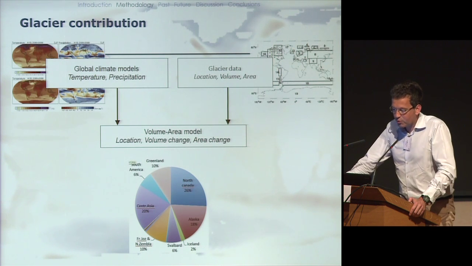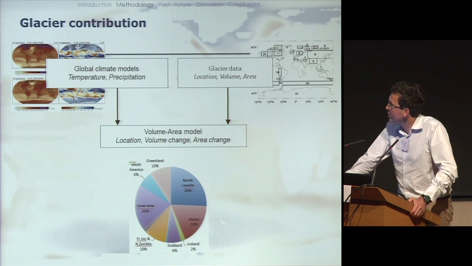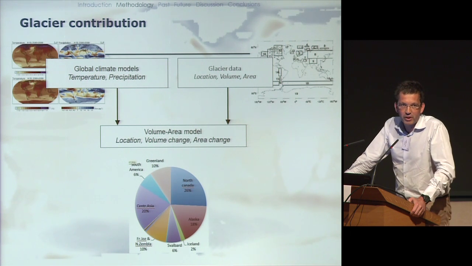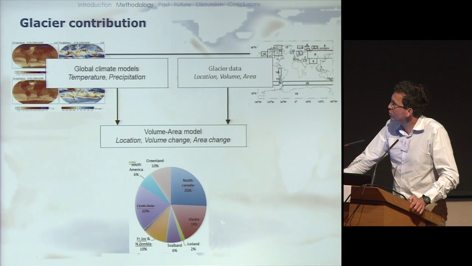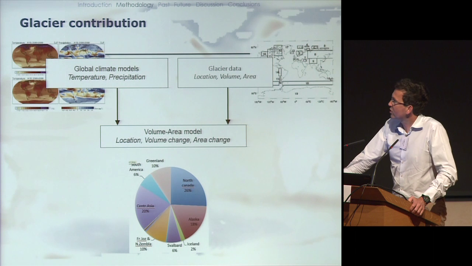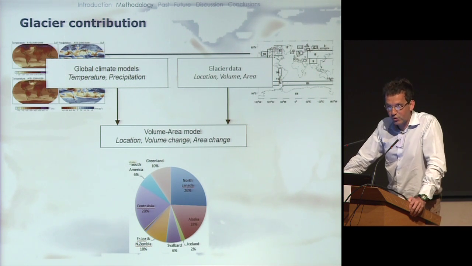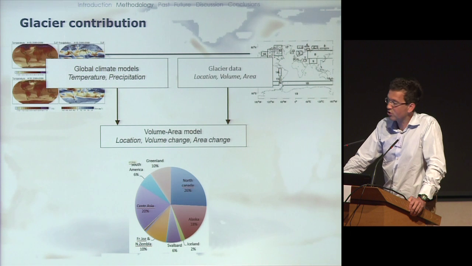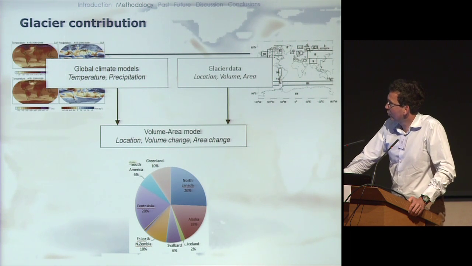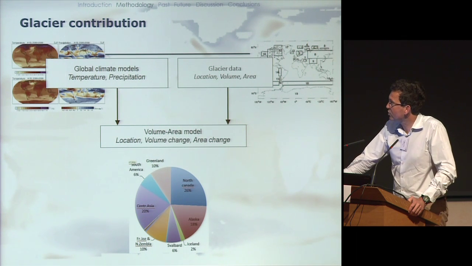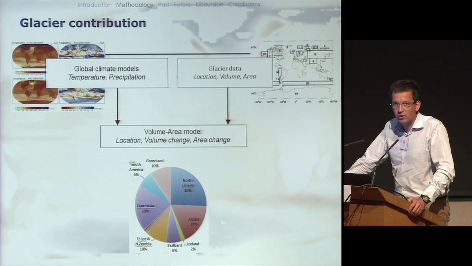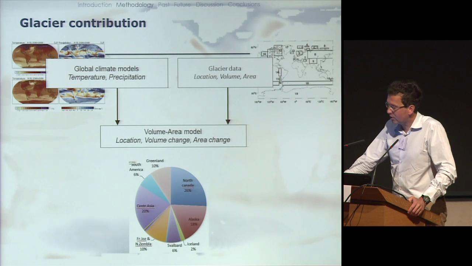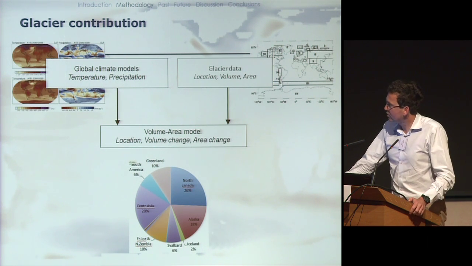And the glacier contribution is one of these effects which we take into account. And for that we use information from the CMIP5 models, or from any climate model you could use, temperature and precipitation fields. And if you know where the glaciers are, so you need a local database of all the glaciers, you can calculate with the volume area model volume changes and hence mass changes of the small glaciers distributed over the entire globe. And from that you can calculate the gravitational and rotational effects, and you can see which areas contribute most to sea level change.